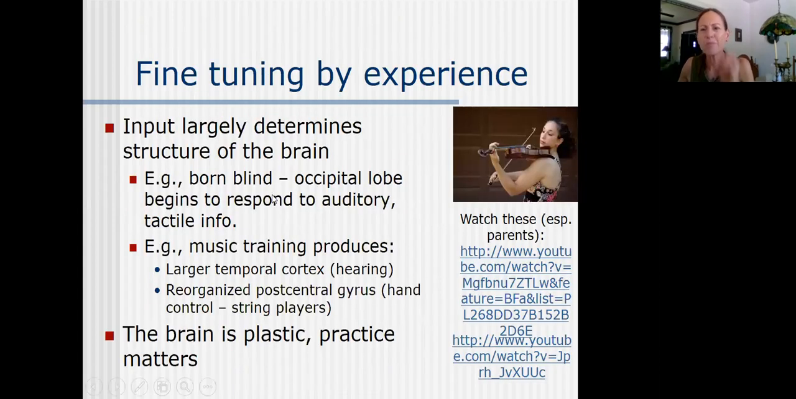Okay. The input to the brain determines the structure of the brain. As I was mentioning before, if you're born blind, your occipital lobe will not respond to visual information. Those connections to the eyes die away. Now, what happens is, if the baby gets a lot of auditory stimulation, then some of those areas, like the occipital lobe, where it normally would respond to visual stuff, starts responding to auditory stuff.